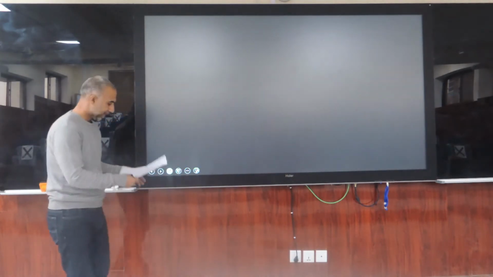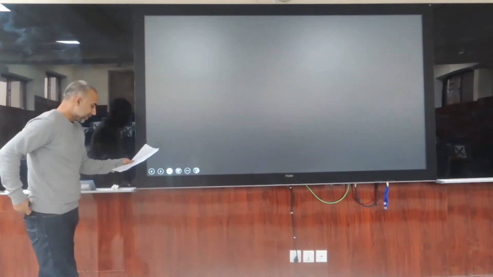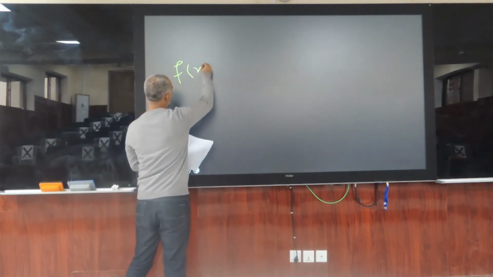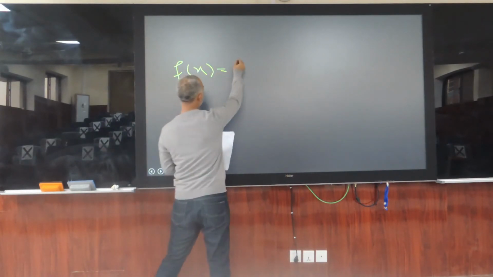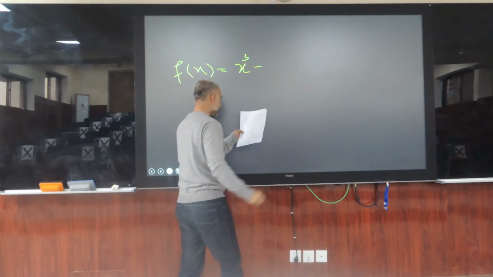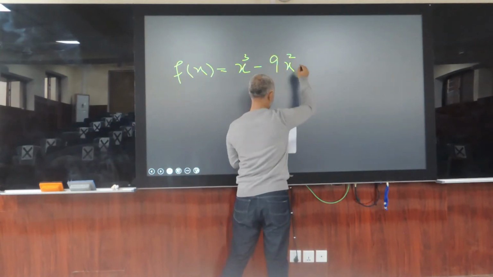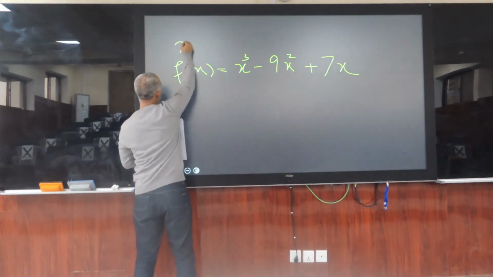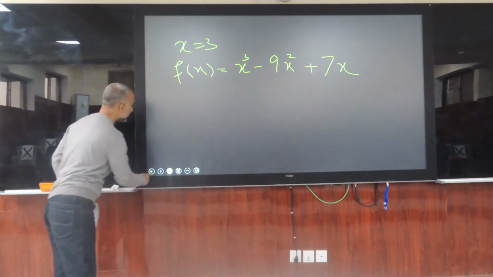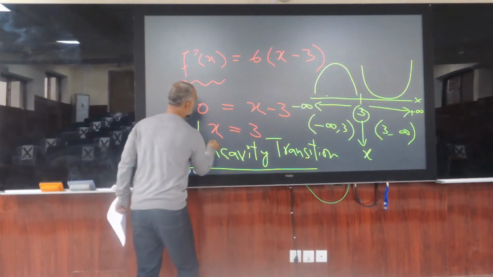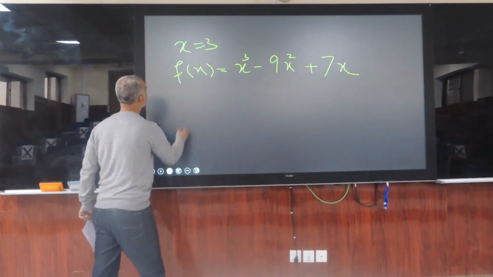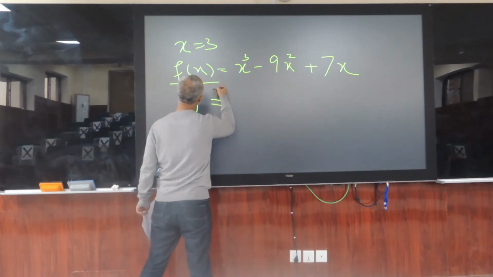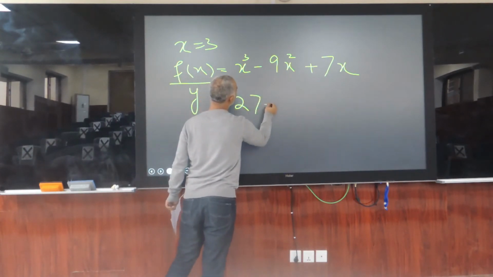For this purpose we need to consider the original function. The original function is f of x, the first one given, 9x squared plus 7x. We already got x equal to 3 from the second order derivative. Now y is the function f of x, so by substituting the value of x here, we will get 27.